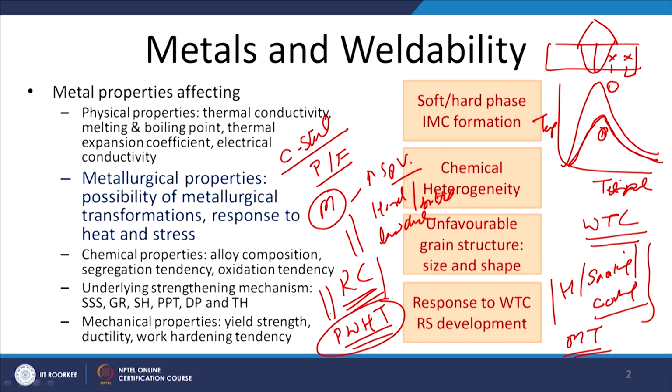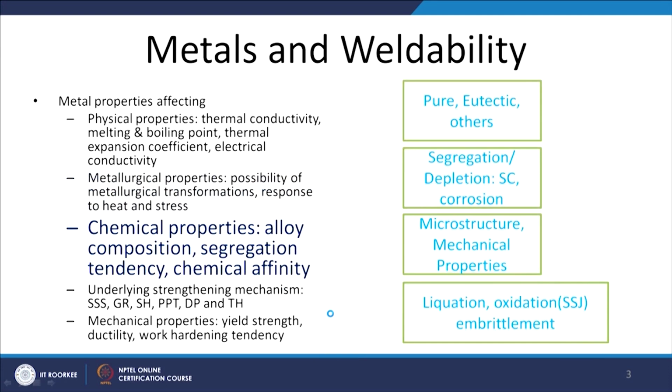Now, we will see the next property of the material. We know that there is chemical composition, which considers the alloy composition. So, for a metal which is to be welded, its composition certainly plays a very big role in determining the weldability.